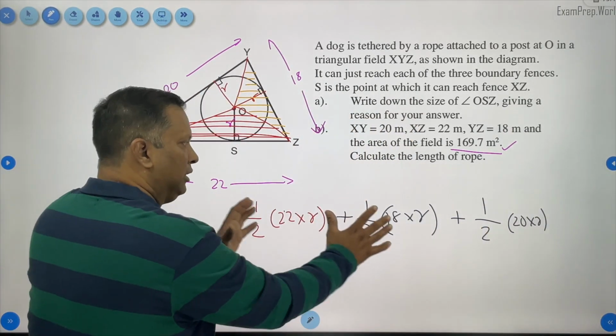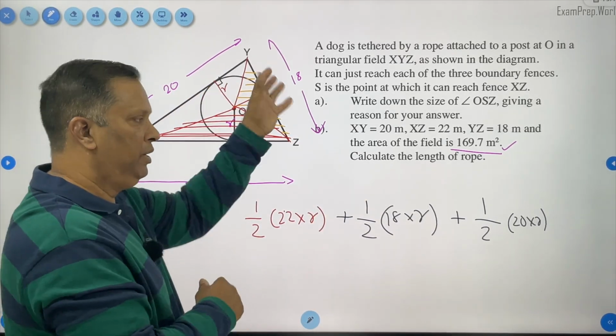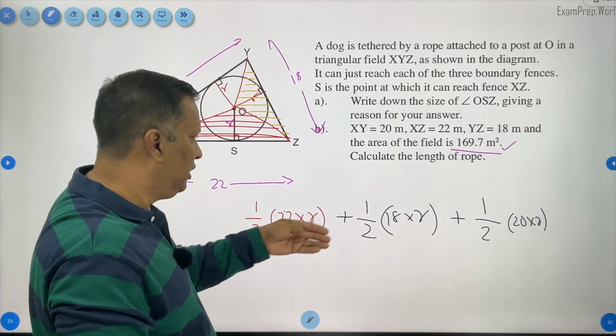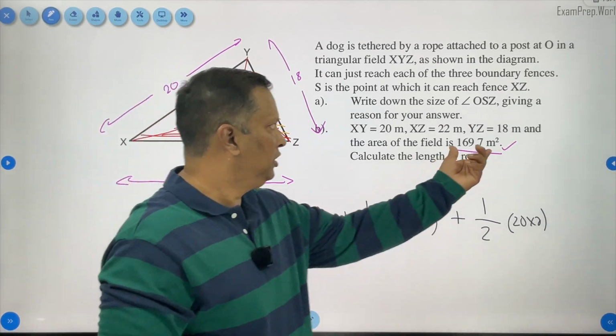Now all 3 triangles together is the big triangle. Triangle 1, triangle 2, triangle 3 make the big triangle. So the area of first triangle, second triangle and third triangle, all 3 triangles sum up to which one? 169.7.